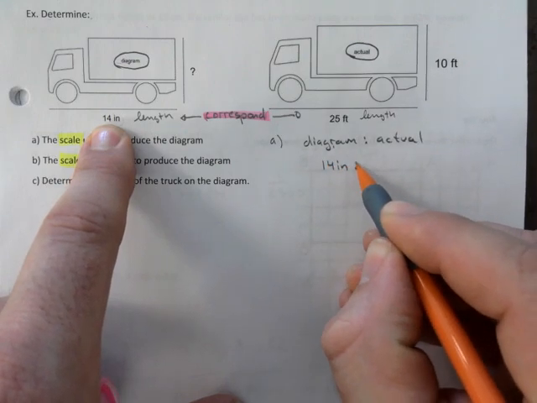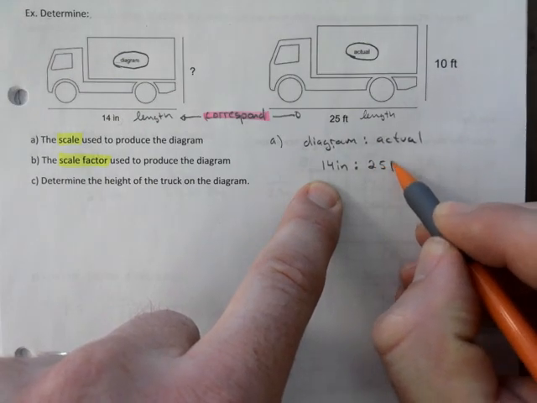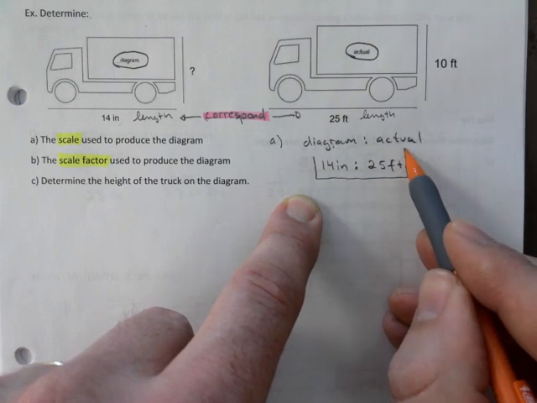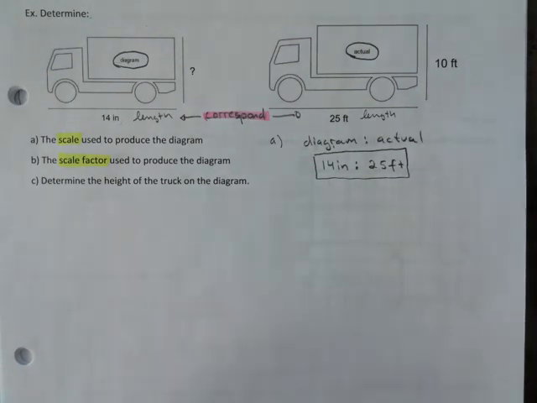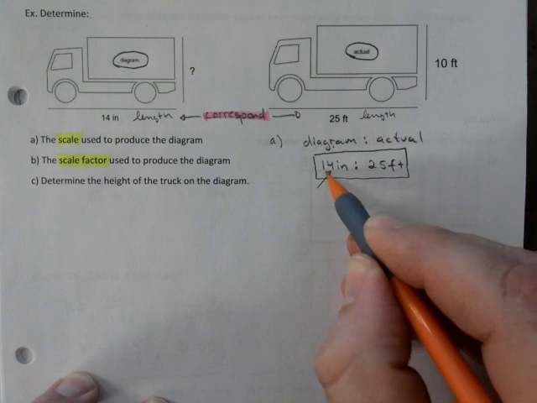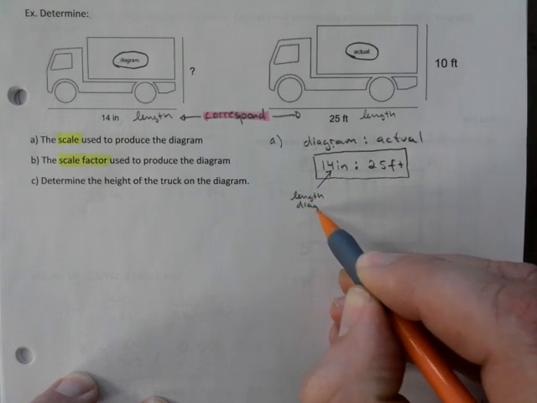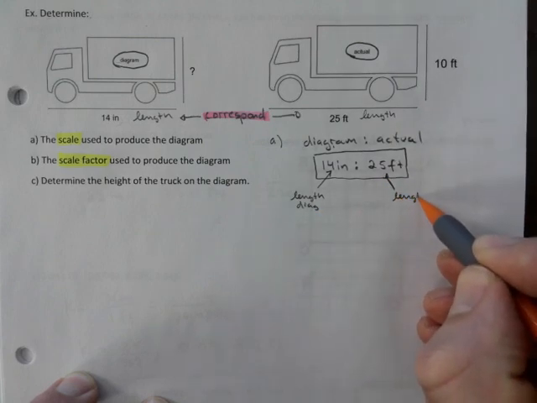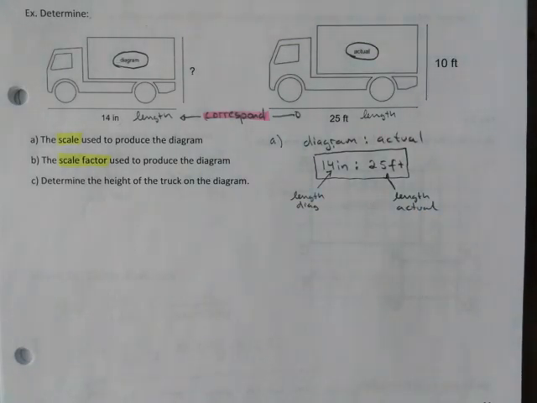So I'm going to use the 14-inch to 25 feet. That is it. You're done. That's the scale. Different units are all right. You just can't have decimals. Okay, I'm just going to go like this: arrow, length of diagram, length of actual. Boom, done.